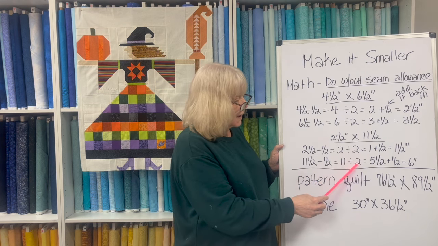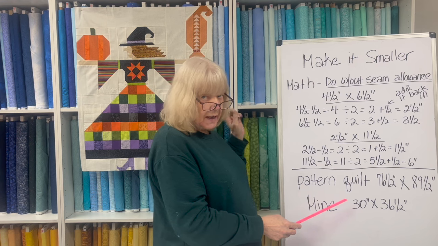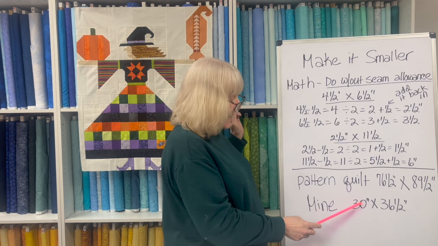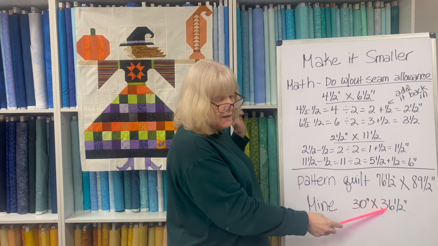So my quilt ended up here. This is without borders. I am going to put borders on it, but right now it's 30 by 36.5. The pattern quilt was 76.5 by 89.5.